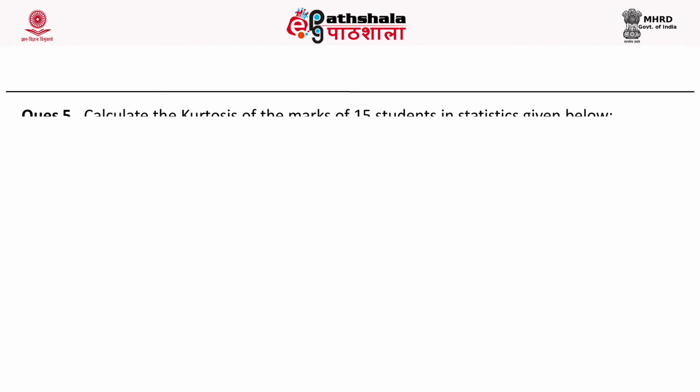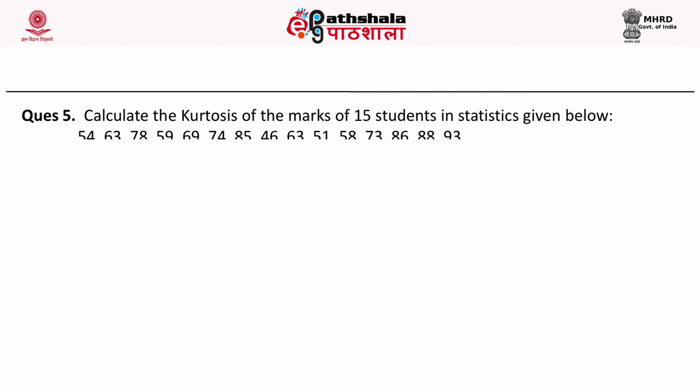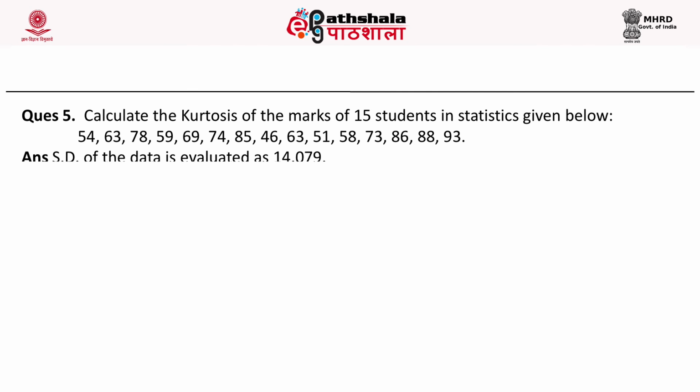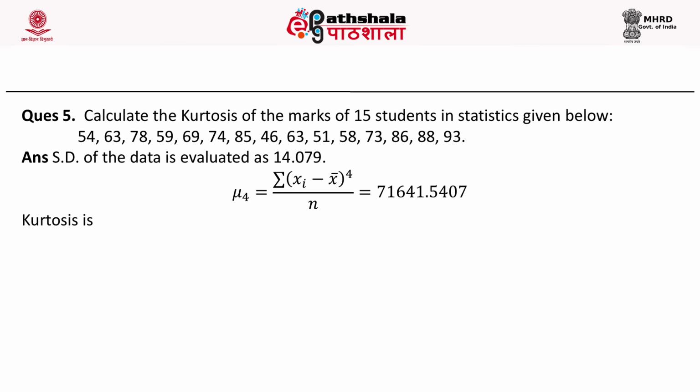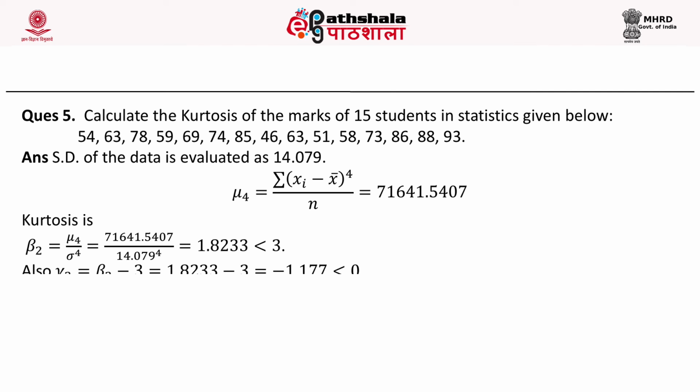So we have a data set and we are interested in finding out the property of the distribution, whether it is leptokurtic, platykurtic or mesokurtic. For that we require the fourth order moment, and the formula for the fourth order moment is summation of xi minus x bar power 4 divided by n, and the answer is coming out to be 71641.5407. After putting the value in the formula for kurtosis, the value is coming out to be less than 3. And if we require the value of gamma 2, the answer is coming out to be negative. Hence using the formula for kurtosis, we can say that the distribution is platykurtic.